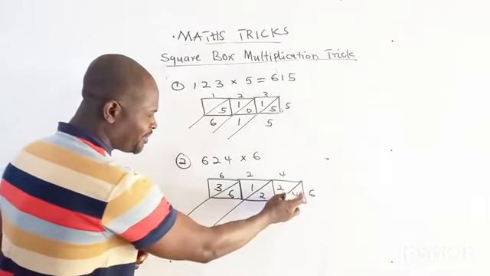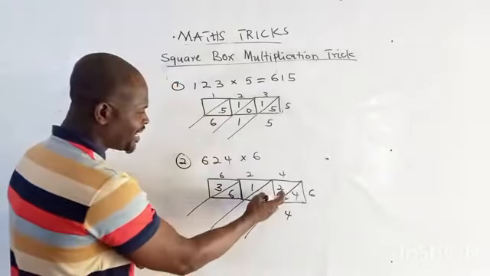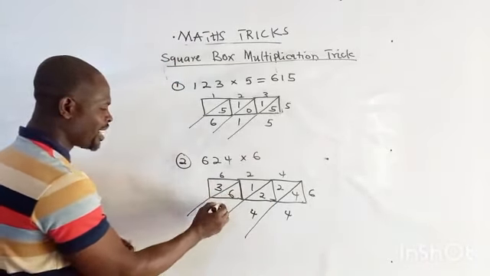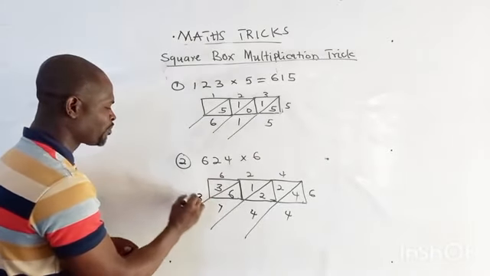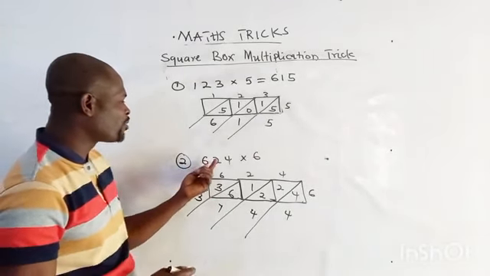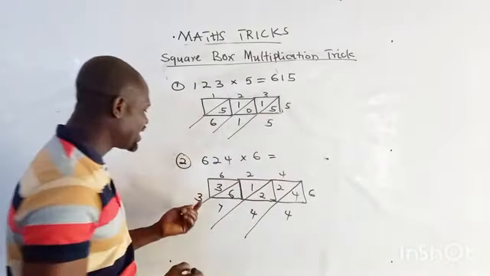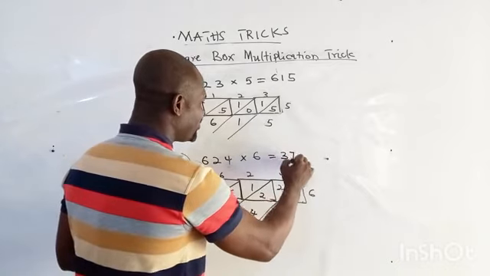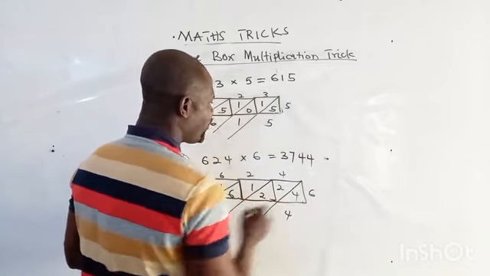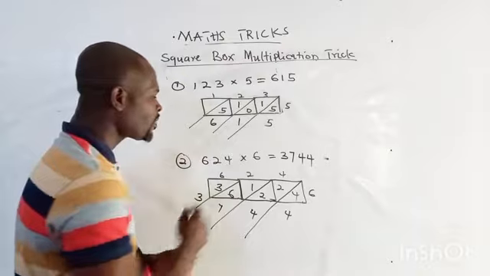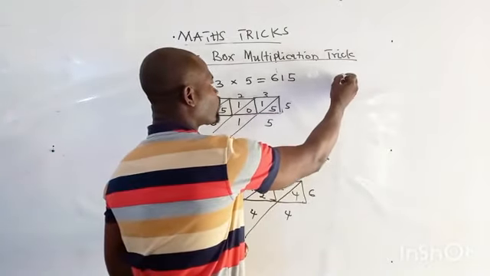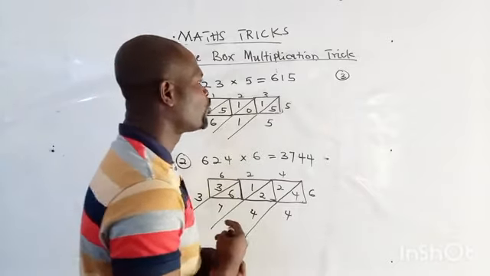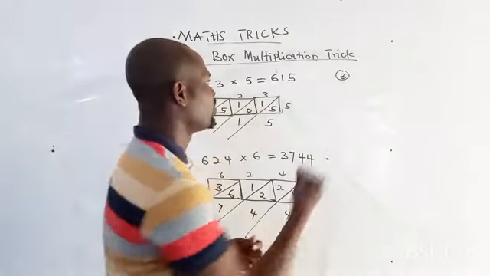Now the first number here is what? 4. Then 2 plus 2 will give you another 4. 1 plus 6, you are getting 7. We have 3 left there. So that means that 624 times 6, you are getting 3744. 3744. That is the answer. Let's go to example 3. Let's use 2-digit numbers. 2-digit numbers against 2-digit numbers.